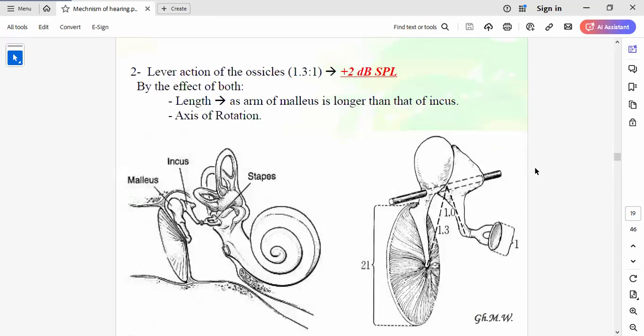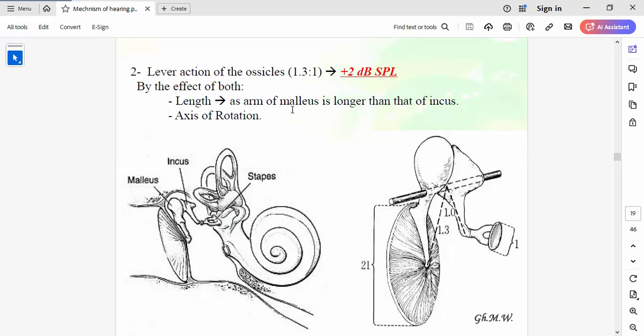Lever action of the ossicles, amplifying sound by about 2 dB SPL. This is an effect of length, as the malleus is longer than the incus and has an angle with the incus, not in the horizontal plane. So the malleus is longer than the incus, and the incus is longer than the stapes.